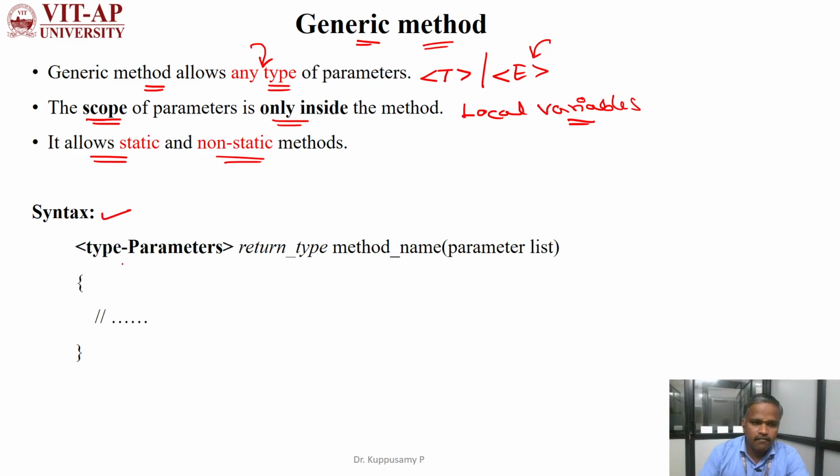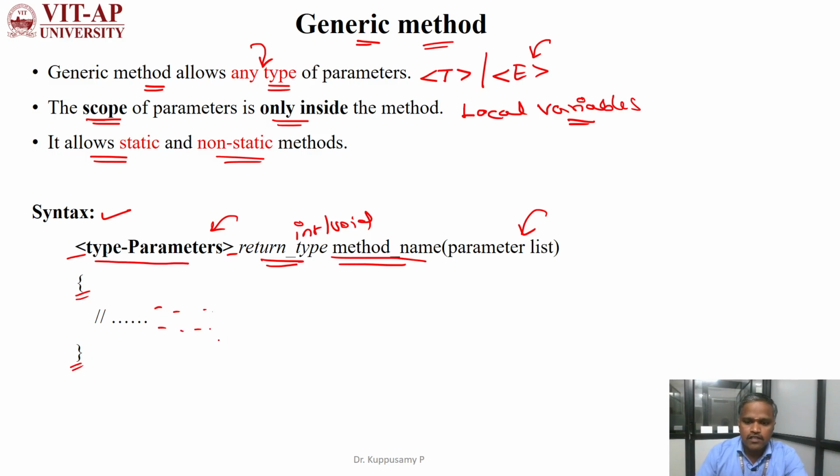The syntax is given. Type parameters can be given inside the angle brackets, then the return type can be used, either int or void, etc. Then the method name can be given, then the list of parameters can be given here with any type. Inside the curly braces we can write any number of statements as per the user's requirement.